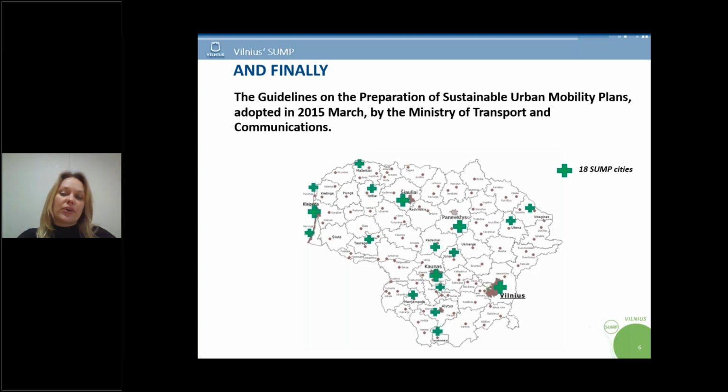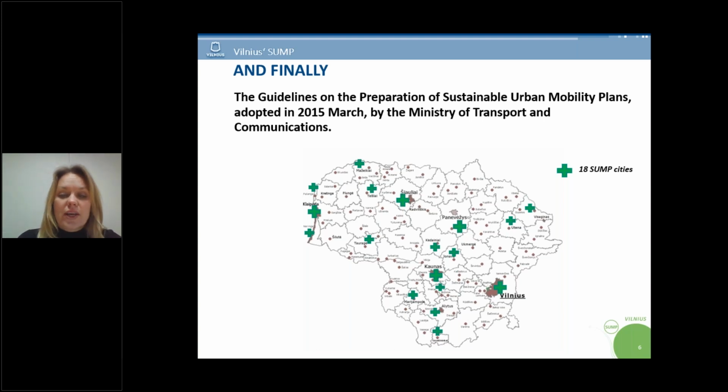In spite of the fact that there are numerous guidelines and recommendations on how to prepare it, the Ministry of Transport in Lithuania produced their own Lithuanian national guidelines on how to prepare sustainable urban mobility plans. And the country received grants or support from the European Union for preparation of plans. As a result, we have 18 plus 1 cities and towns in Lithuania who have already finished the preparation process or are just about to finish, like Vilnius as well. Some procedures, I think, are left.